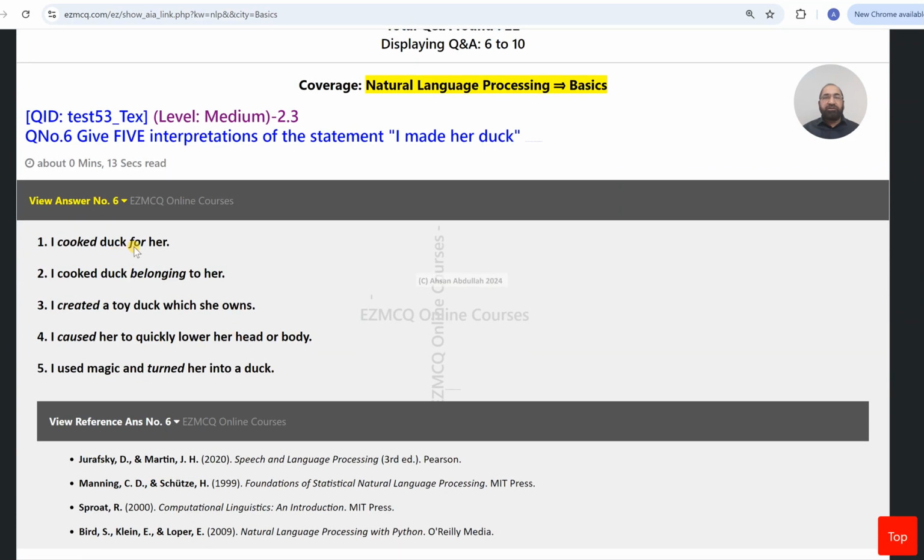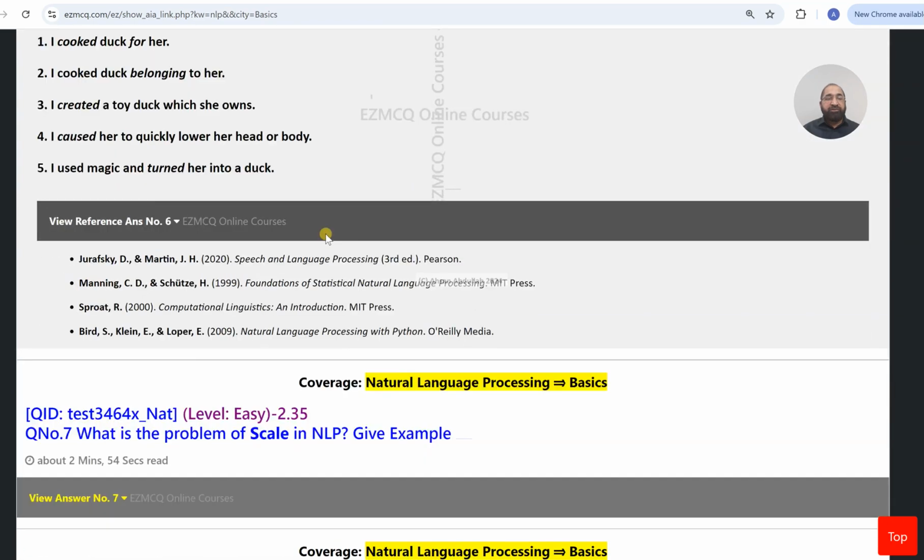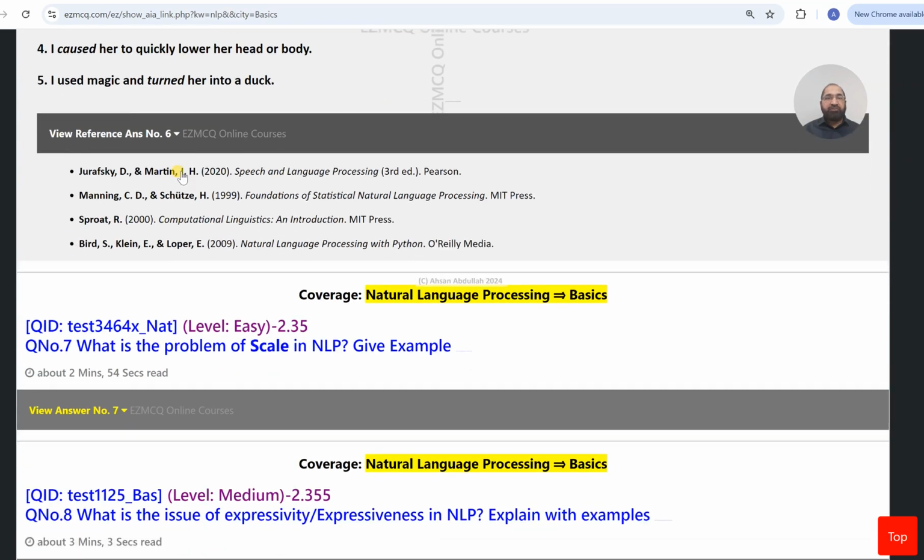So I cooked duck for her, that's one interpretation of I made her duck. I cooked the duck which belonged to her, cooked her duck. I created a toy duck for her, or I drew a duck for her. That could be another meaning. I caused her to quickly lower her head or body, right? And I magically turned her into a duck. So I have spoken about six, there can be more also. The question was about five. And these are some of the references which can help you more.